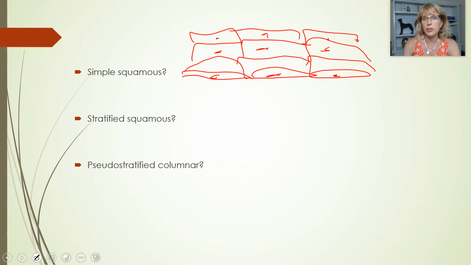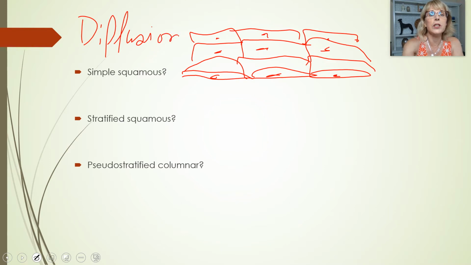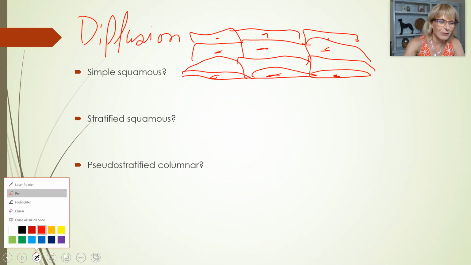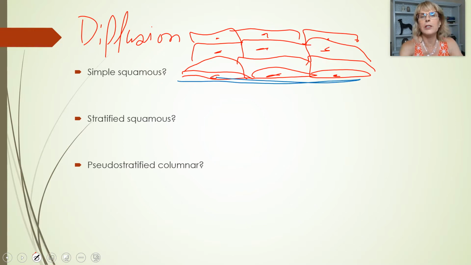And why would I want to use simple squamous? Because of diffusion. Whenever the body is particularly relying on diffusion to move things from one side to the other side of a barrier, and these epithelia are always barriers, and don't forget the basement membrane, then it's going to want simple squamous, because this is the thinnest possible barrier between two areas, right?